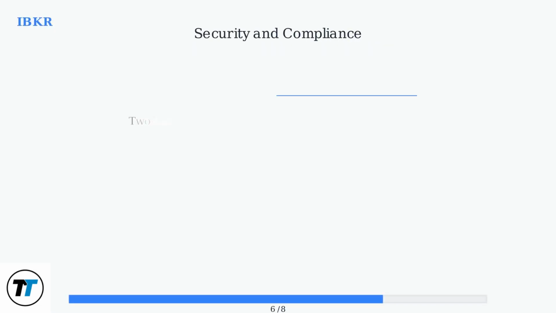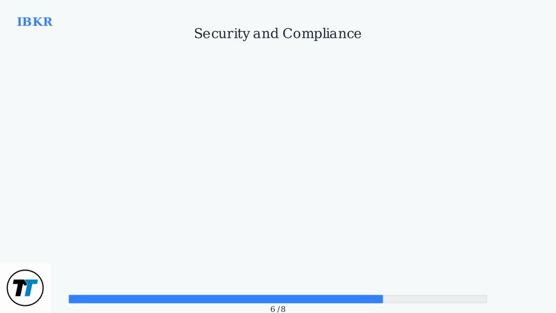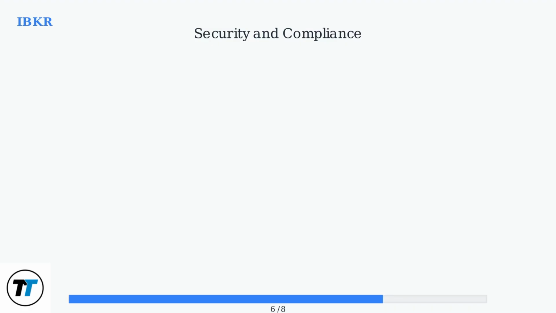All data exports from Interactive Brokers require two-factor authentication to ensure security. Data is encrypted during transmission to protect sensitive information. Users must adhere to IBKR's terms, which prohibit redistribution of data without explicit permission. Post-2024 SEC regulations enforce mandatory data archiving for accounts with high trading volumes.